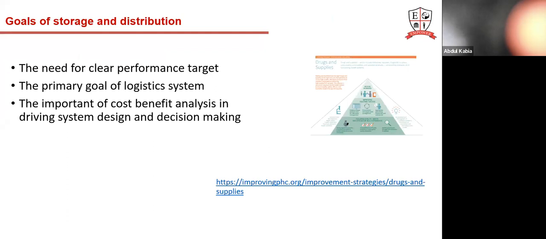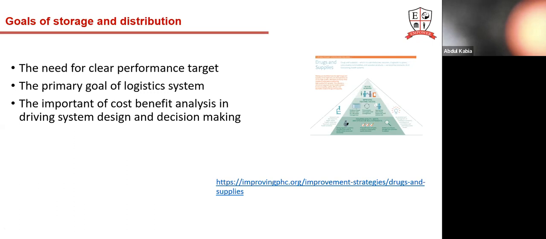So some of the goals of storage and distribution. Why do we store commodities? What do we want to achieve? We need to set clear performance targets. Like I said, in the health strategic plan, we have a target that we want to do this. Let's say we want to reduce child mortality or reduce maternal mortality. This is the target for the country for the next 5 years. And there are things the PSM staff should do to make sure this target is achieved.